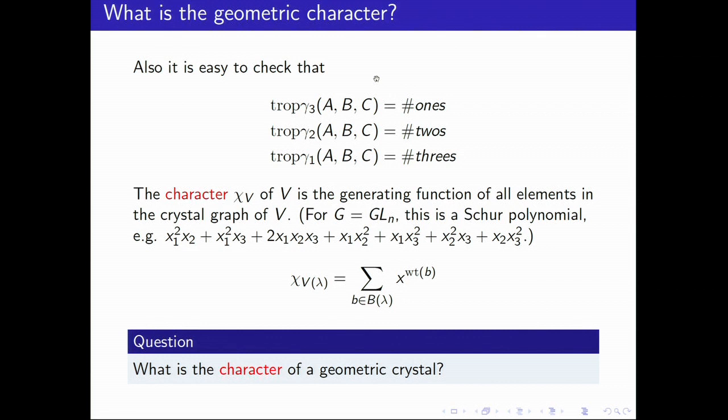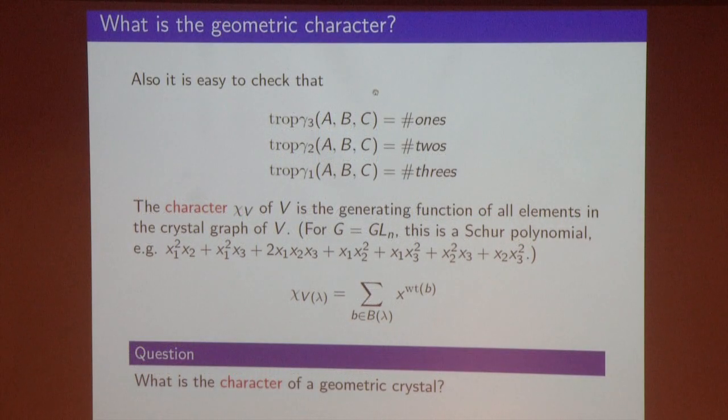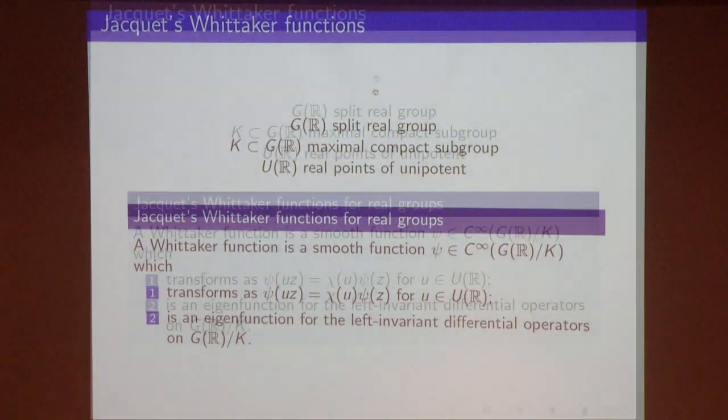I said earlier that the most basic or most important combinatorial invariant of this finite dimensional irreducible representation is its character, which is this formal sum. You can think of it as summing over these basis vectors, or summing over these vertices of the crystal graph of the weight. So some generating function. A natural question is, what is the character of a geometric crystal, which is this object in algebraic geometry? It comes with these formulae, which are subtraction-free birational formulae. So the answer is it's a Whittaker function.